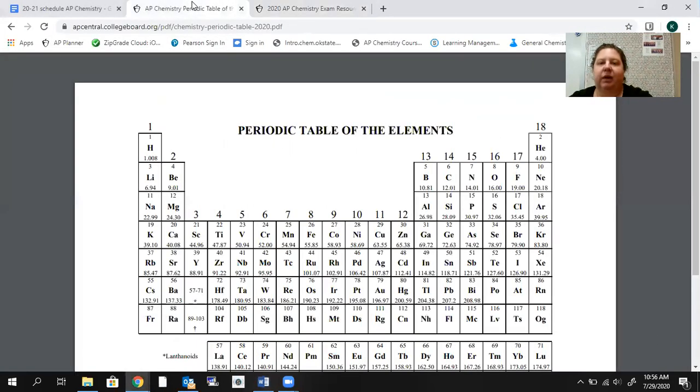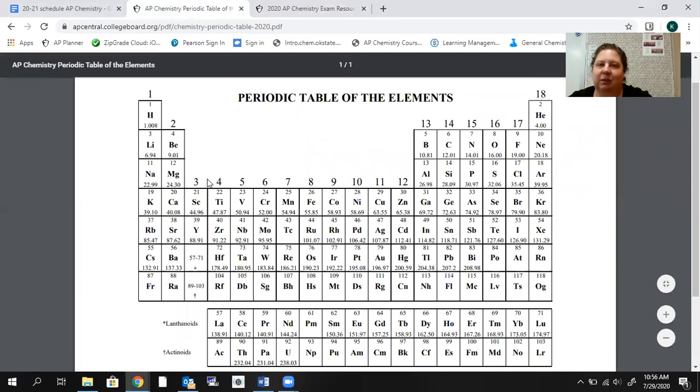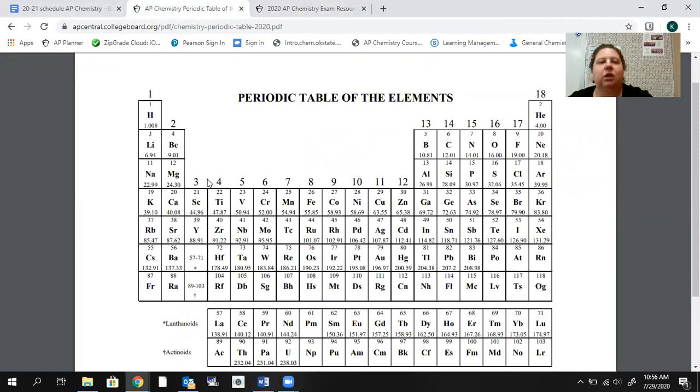You also have your periodic table. This is the accepted periodic table for AP Chemistry. So whatever values are on here, this is what you go with. These might be slightly different than the periodic table that you used in previous years of chemistry, but these are the values that we're going to go for right now.